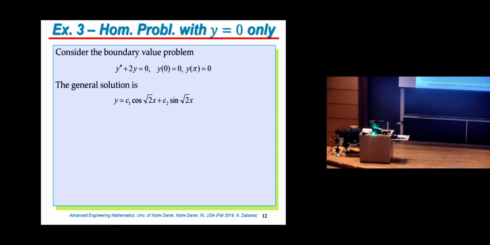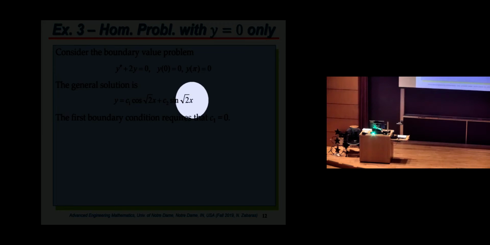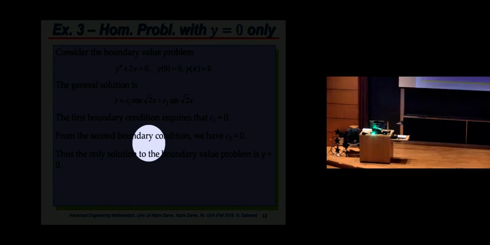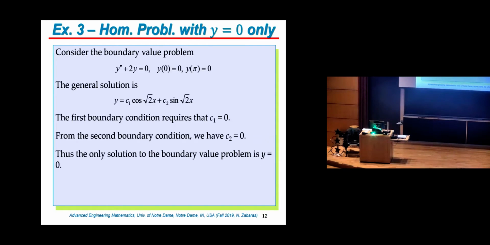So this is the solution exactly as before. Apply now the boundary conditions at x equals 0. This becomes 0, this becomes 1, so C1 equal to 0. And then at y at pi equal to 0, what do I get? If you put y at pi equal to 0, the only way you can satisfy this is if C2 equal to 0, okay? Because C1 is equal to 0, so C2 has to be equal to 0. So the only solution to the homogeneous problem is y equal to 0.